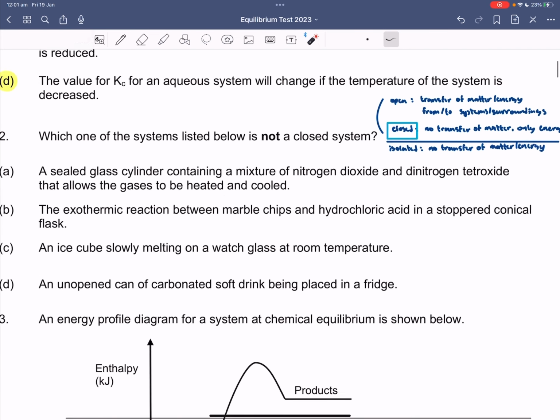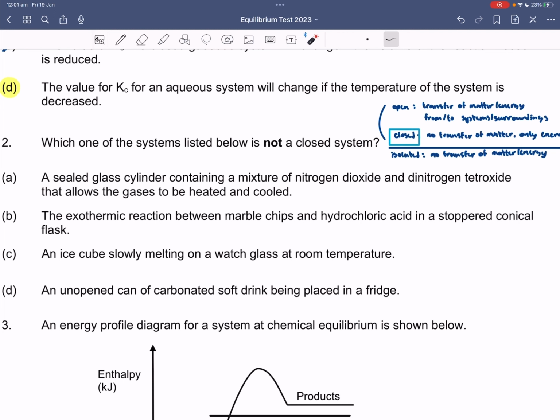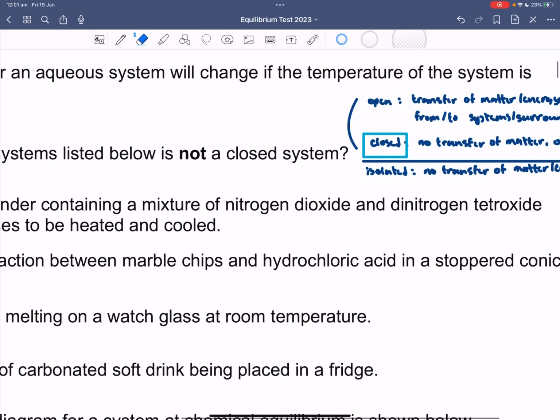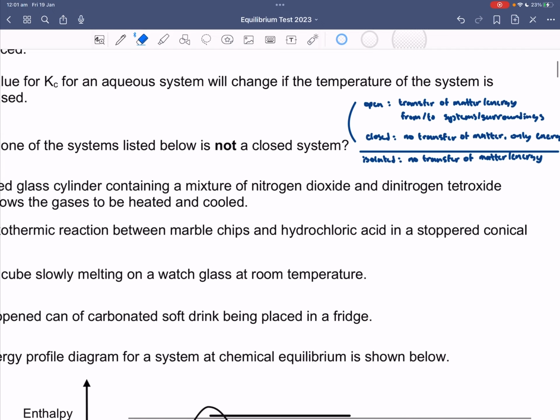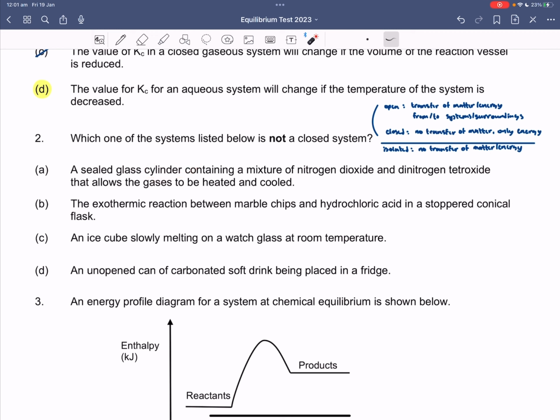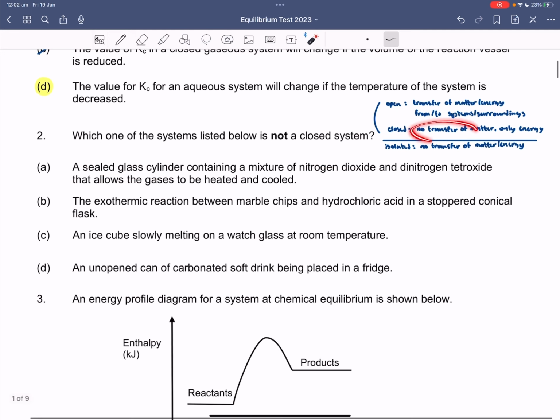Okay, so back to the question, which of the following is not a closed system? Not a closed system means open system really, and open system means that a transfer of matter is allowed. So a sealed glass cylinder containing a mixture of nitrogen dioxide and dinitrogen tetroxide. Okay, it's a sealed glass container containing two gases. I guess that means no transfer of matter. And if it's no transfer of matter, it is a closed system. So the answer is not A, because we want which one is not a closed system.